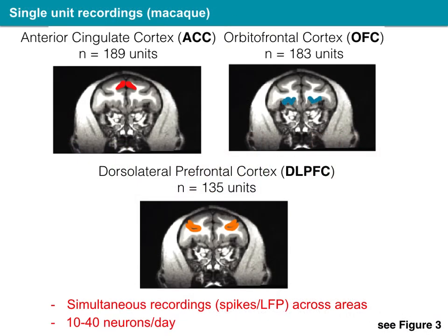Okay, so now I'm going to switch gears slightly and go to the neural data. So as I mentioned, we were recording from all of these three subregions, ACC, OFC, and DLPFC, and we had a reasonable sample of populations of single units from each of the 3 different subregions.